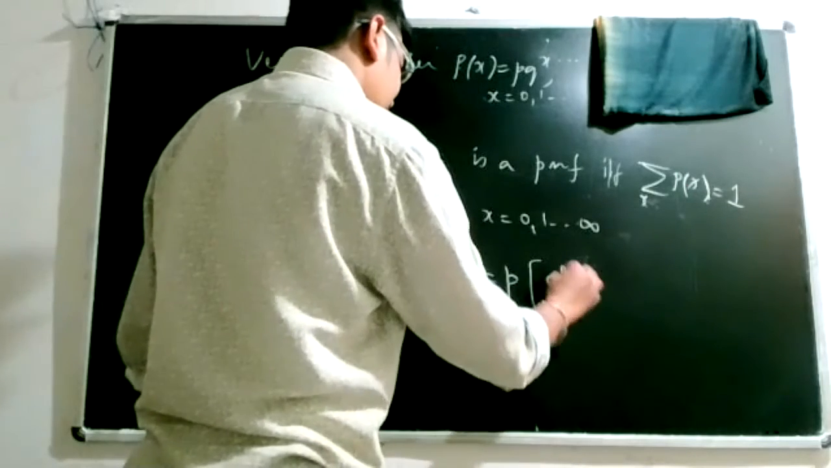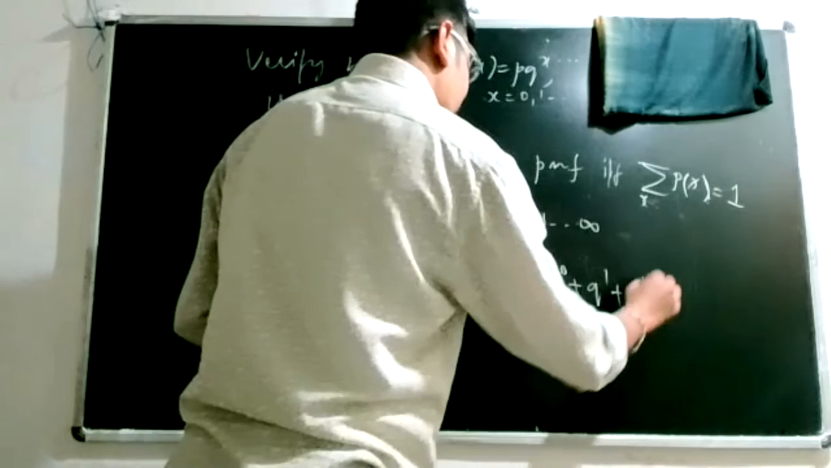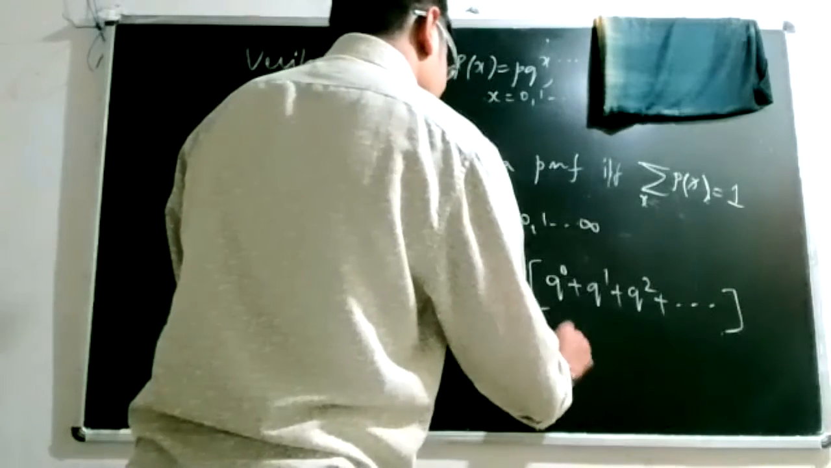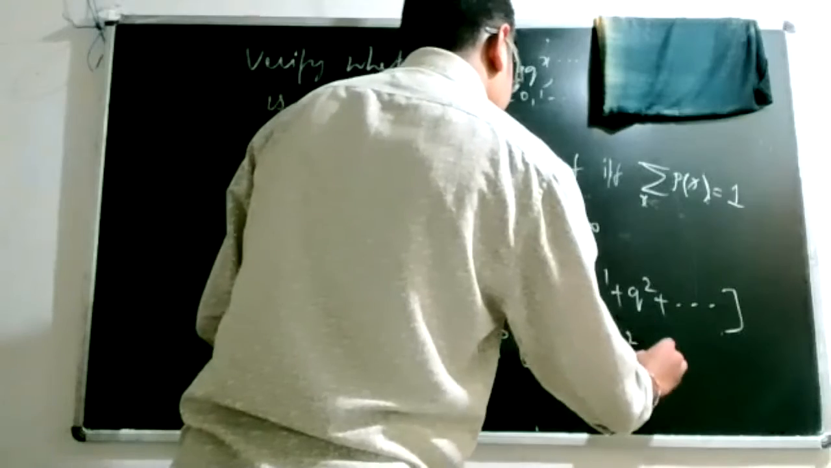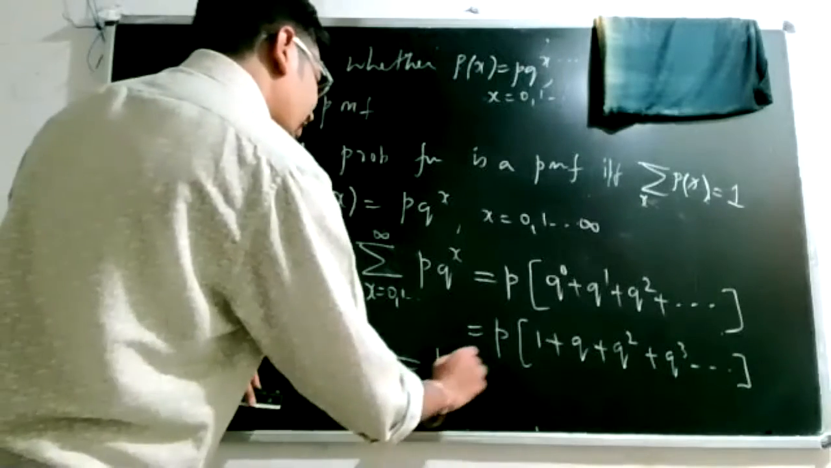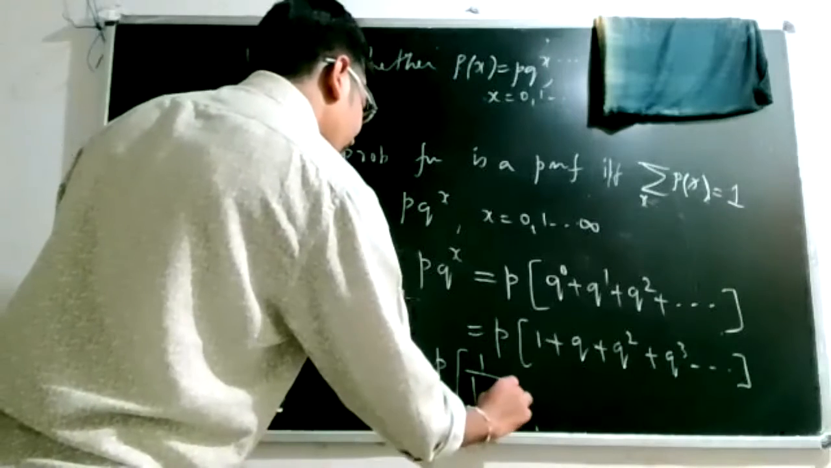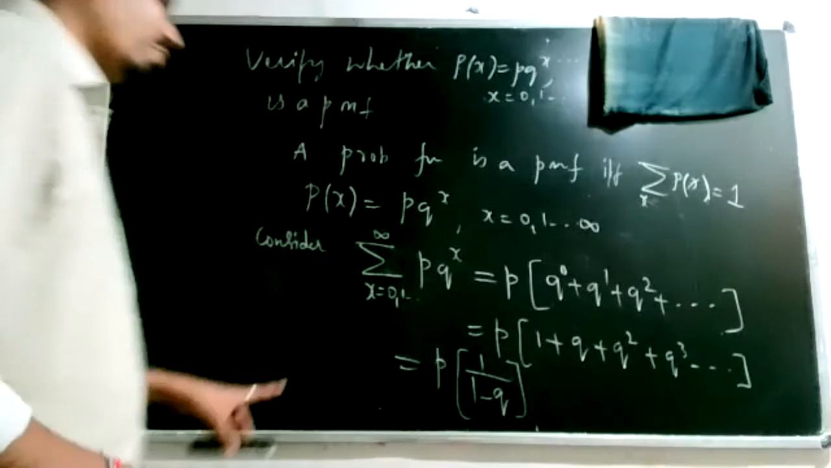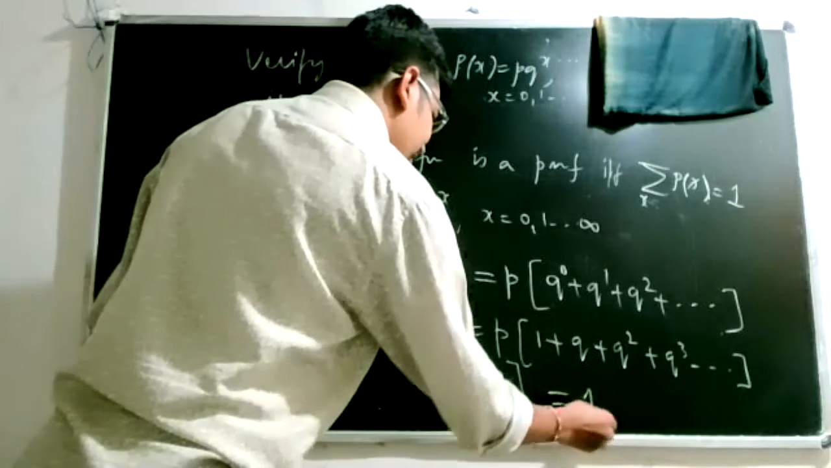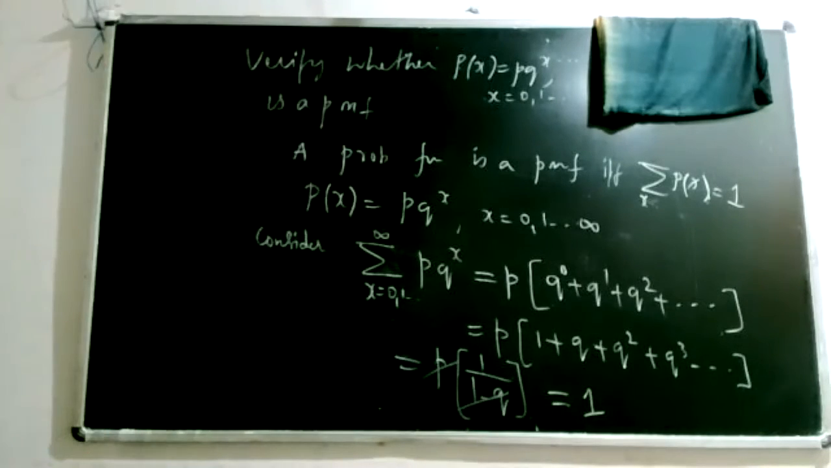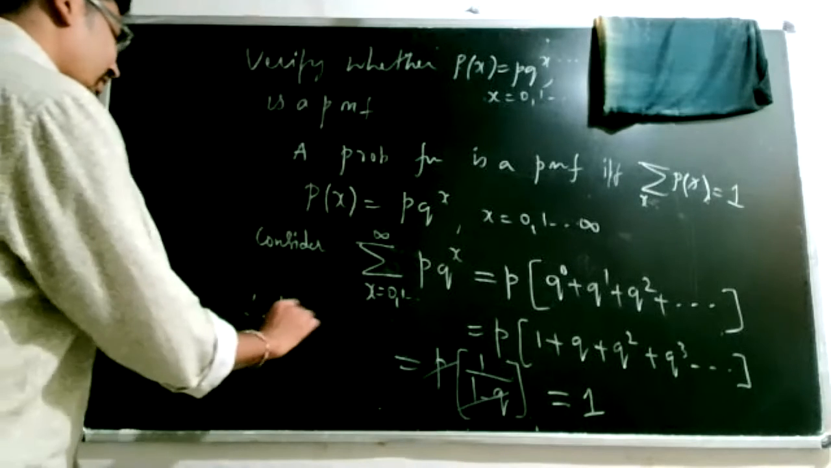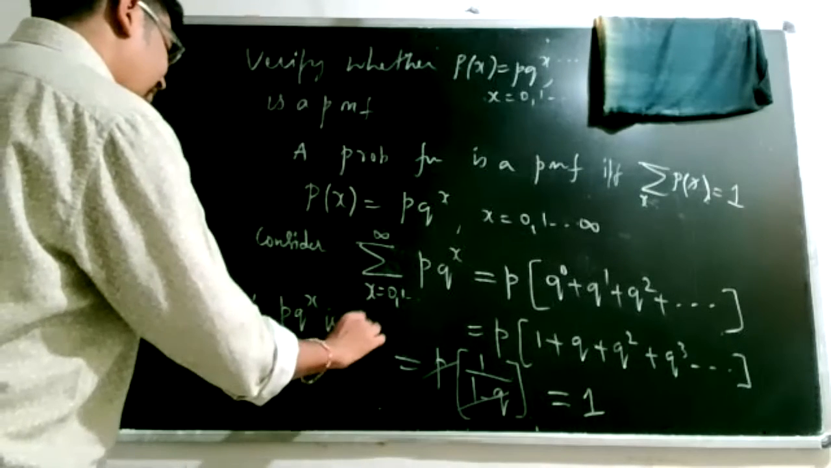And now I'll start substituting x equals 0, 1 and so on. So when I put x equals 0, I get q power 0, q power 1, q power 2 and so on. So it is purely a geometric series with a equals 1 and r is equal to q. So the sum of a geometric series is a by 1 minus r, which is 1 by 1 minus q. 1 minus q is p. So they get cancelled and we get 1. So the total probability is coming to 1. Therefore, you can say p q power x is a PMF.